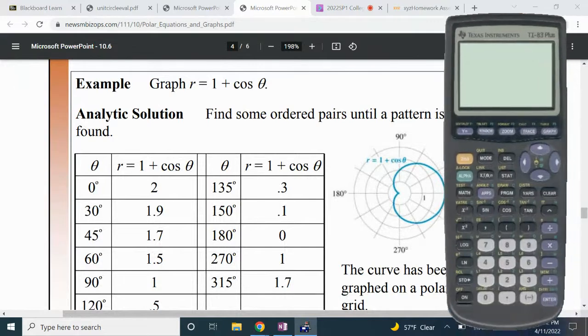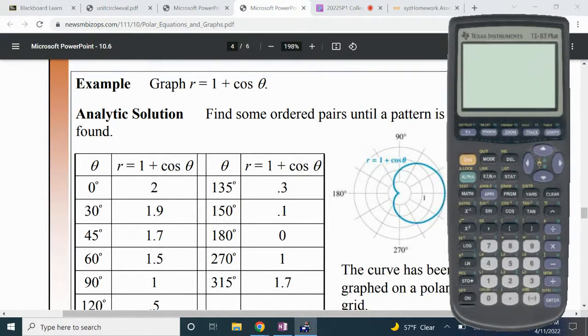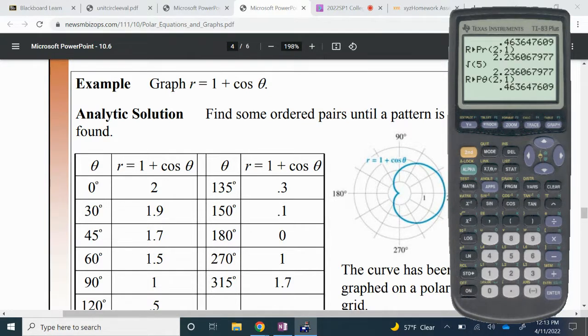All right, so we're going to just graph the same equation using the calculator. I'm going to turn it on, clear that out, and make sure my calculator is in radian mode. One thing about your calculator: unless you physically go in and change it from degree to radian, you don't have anything to worry about.